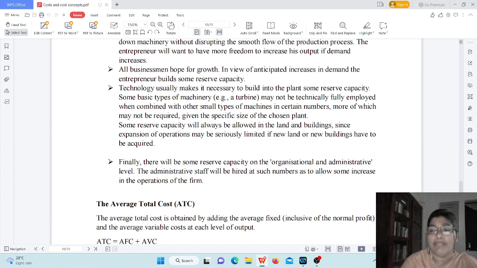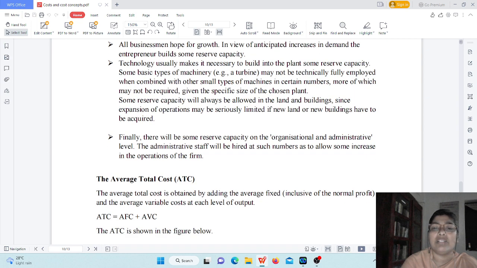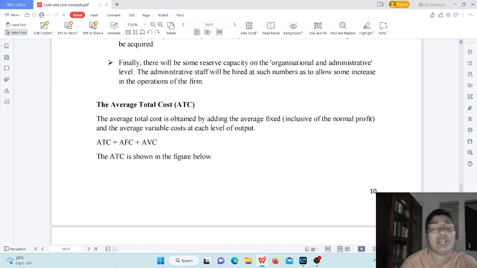And finally we will see there will be some reserve capacity on the organizational and administrative level. Administrative staff will be hired in such numbers as to allow some increase in the operation of the firm. So there is a reserve capacity at the organizational and administrative level, because at any time when the demand increases, more administrative staff can be hired for the operation of the firm in order to meet the demand. So those are the reasons for reserve capacity.